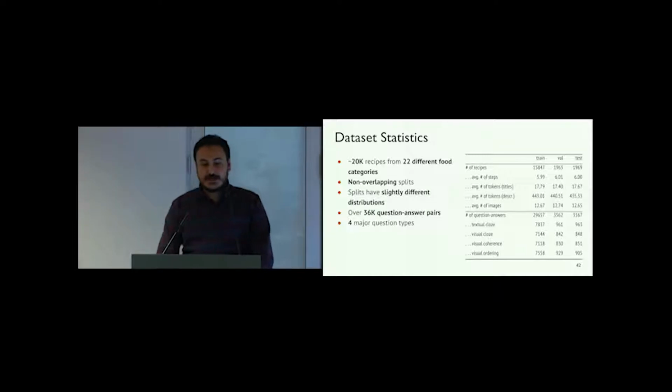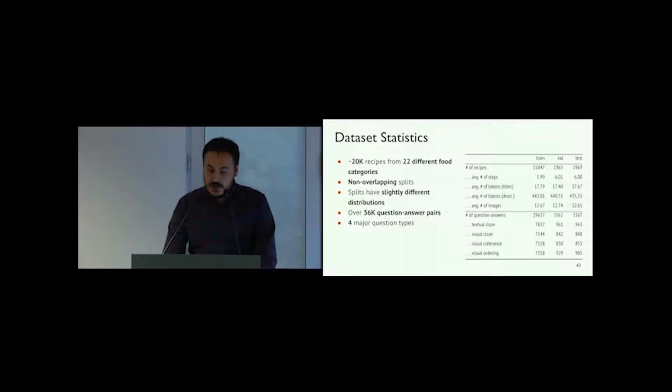So when we look at RecipeQA in a statistical manner, we have around 20,000 unique recipes coming from 22 different food categories. The splits are non-overlapping, so that none of the recipes can be seen in another split, and none of the questions generated from that split can be seen either. We made sure that the splits have slightly different distributions in terms of food categories. We automatically generated over 30K question-answer pairs along with the contexts.